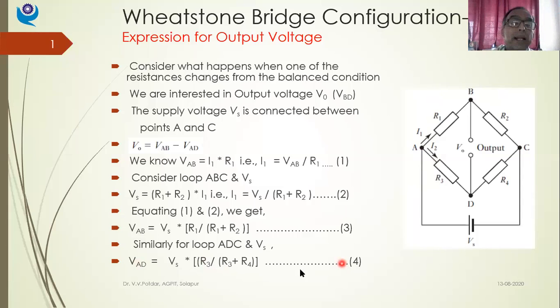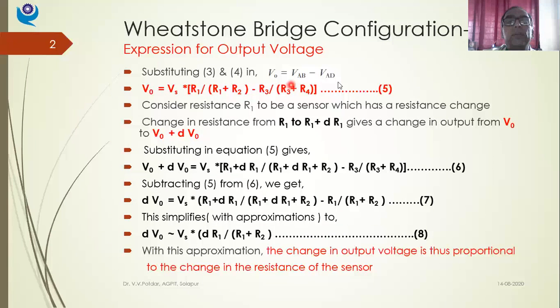Now what we are interested in, V0 is equal to VAB minus VAD. What we need to do now? Subtracting equation 4 from equation 3. That will be our next step. So V naught is equal to VAB minus VAD. Now instead of substituting, what should I have written? Subtracting equation 4 from equation 3.